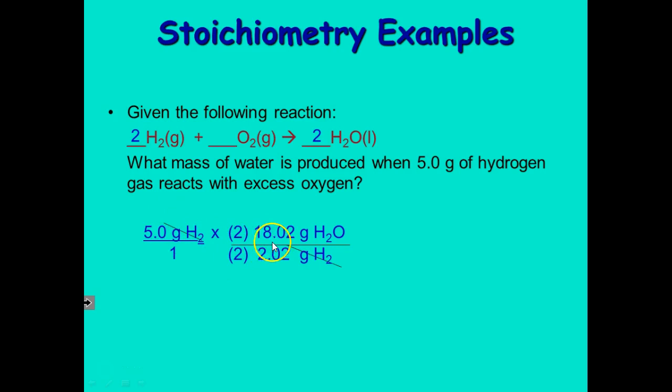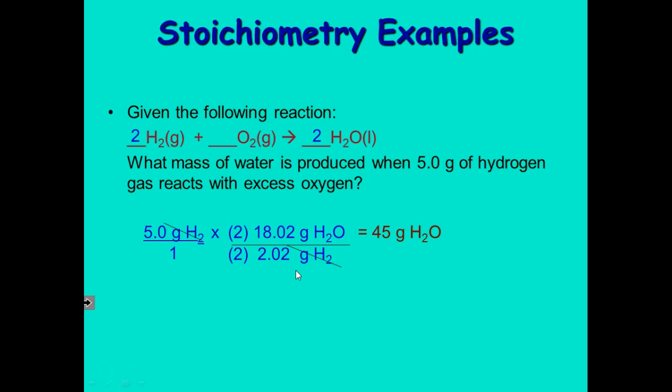We would multiply 5 times 2 times 18.02. We'd multiply 2 times 2.02, and then we would divide those 2 values. The grams of hydrogen did cancel out. 5.0 has 2 sig figs, the molar mass for water has 4 sig figs, and the molar mass for hydrogen has 3. So we're going to want 2 sig figs in our answer. And when you do your math through, I think you're going to get around 45 grams for the amount of water that is produced.